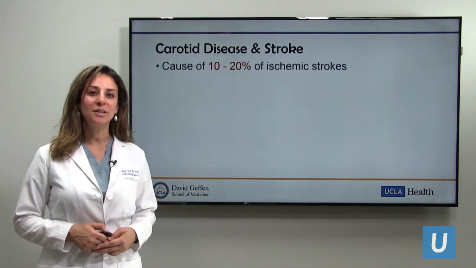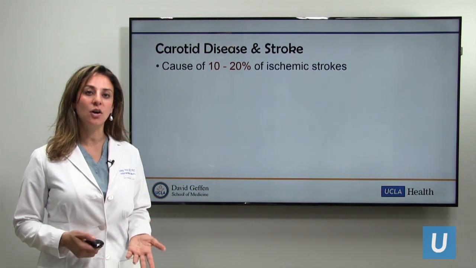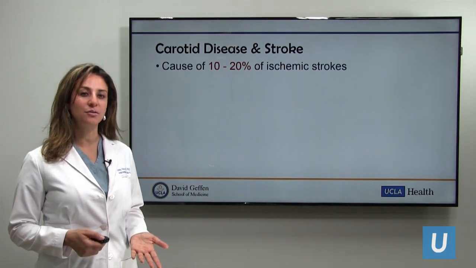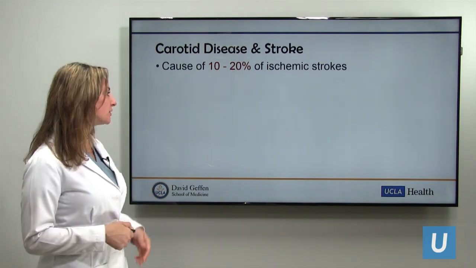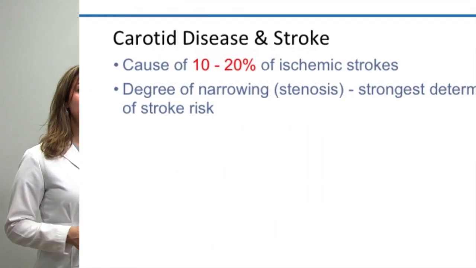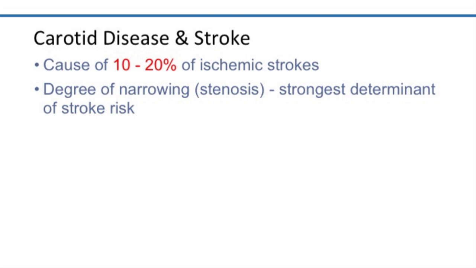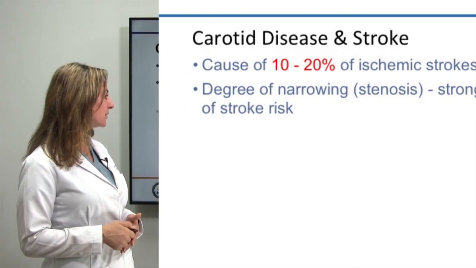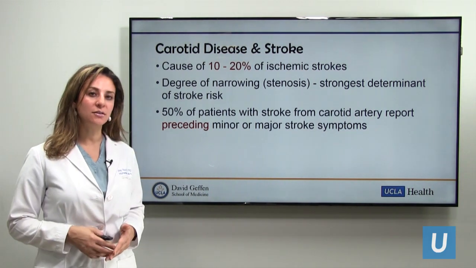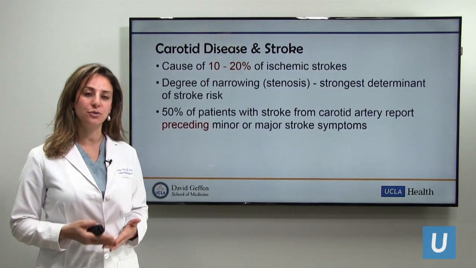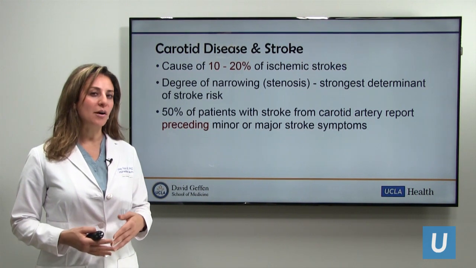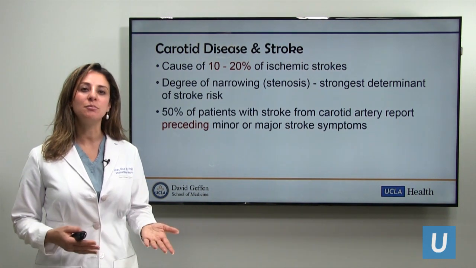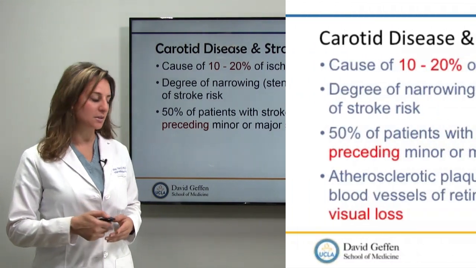In about 10 to 20% of strokes that are caused by a lack of blood flow to the tissue of the brain, it is because of disease in these neck carotid arteries. And the risk of the pathology, or the risk of this causing disease, has to do with how narrow your vessel is. And in 50% of patients who have had, unfortunately, strokes because of carotid disease, what they found out is that about 50% of them have had symptoms prior to that, or warning symptoms.